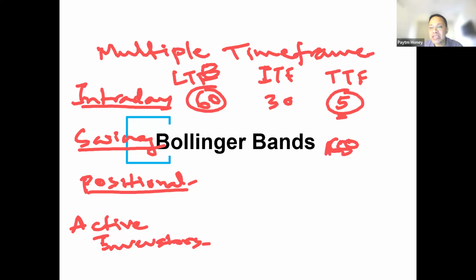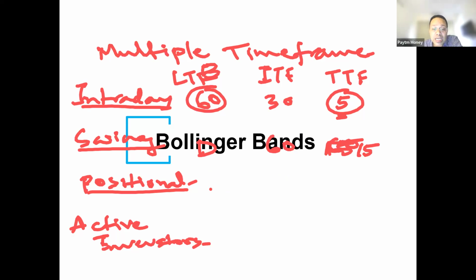Swing trading, 15 minutes. Okay, I'm just 1 minute. How can I erase only this part? So my trading time frame is going to be 15 minutes. My intermediate time frame could be 60 minutes, and my larger time frame could be daily. Okay, daily is D for daily.